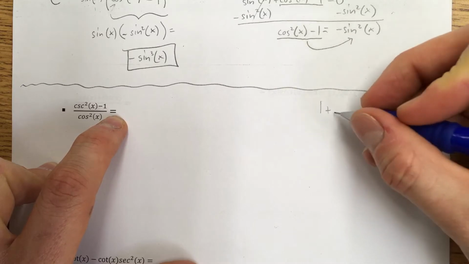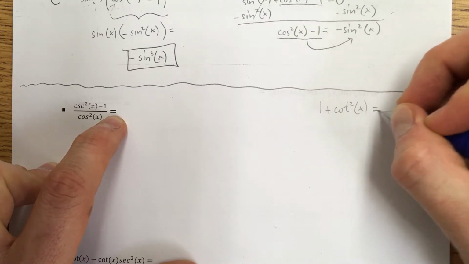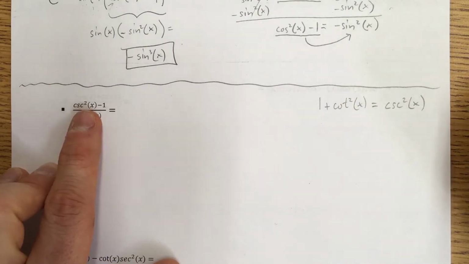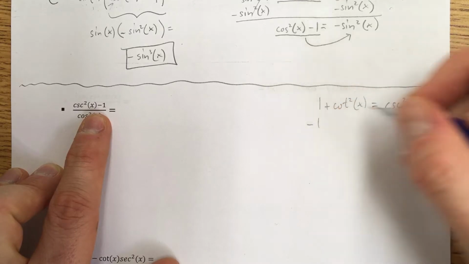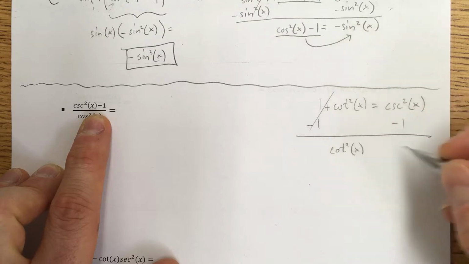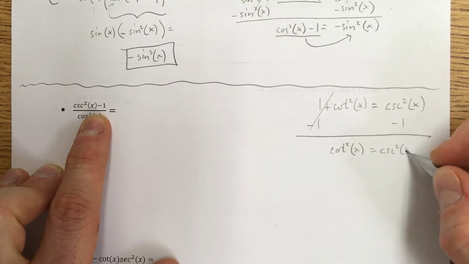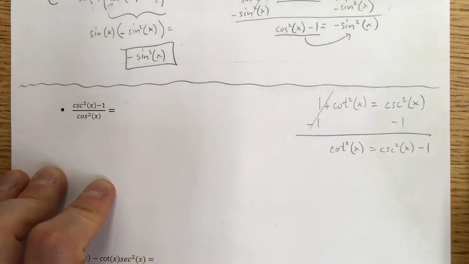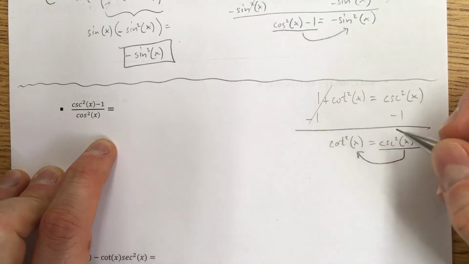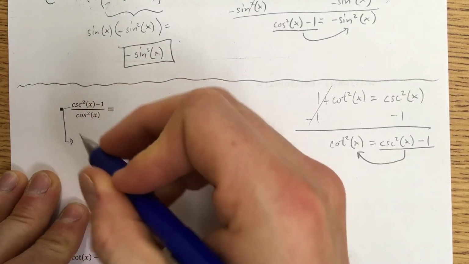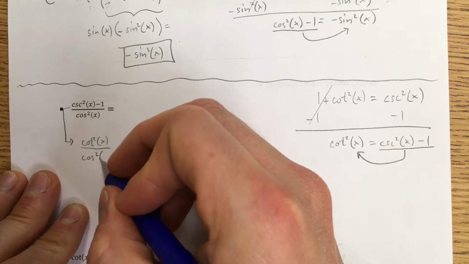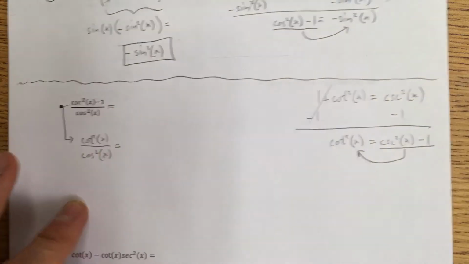That's this one, 1 plus cotangent squared x equals cosecant squared. So if I want to get cosecant squared minus 1 on one side, the 1 wants to be negative, so we can subtract 1 from both sides. And so cosecant squared minus 1, that's equal to cotangent squared. So here in our numerator, I can replace that with cotangent squared.